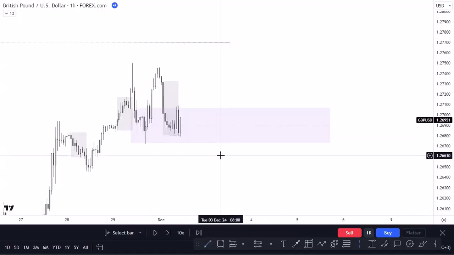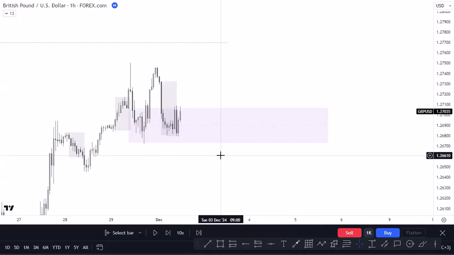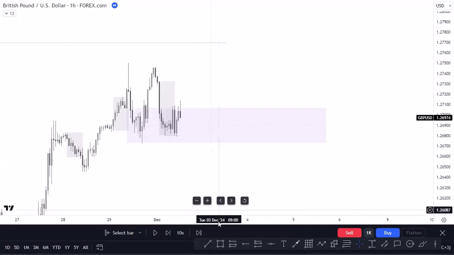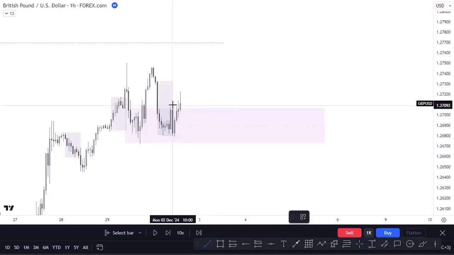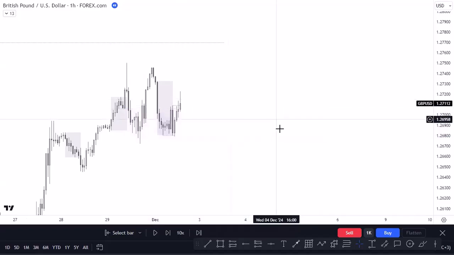I got the sweep of liquidity. I need to see the shift, and the shift happened like this. No, actually no. Here is where I saw the shift. After observing this shift, I said, okay, now I have to buy this, because I combined everything, and this is how my trading plan is.